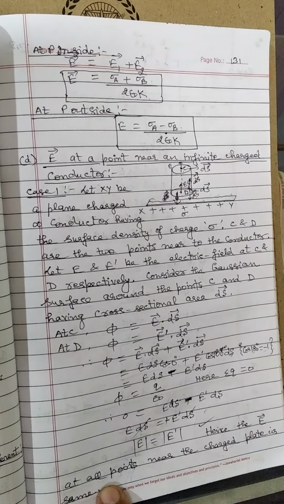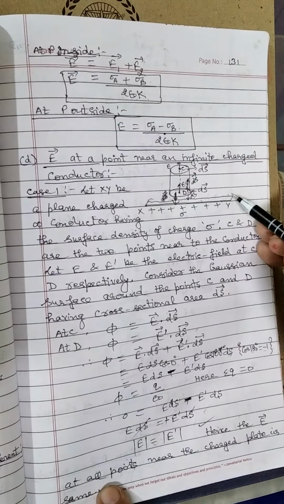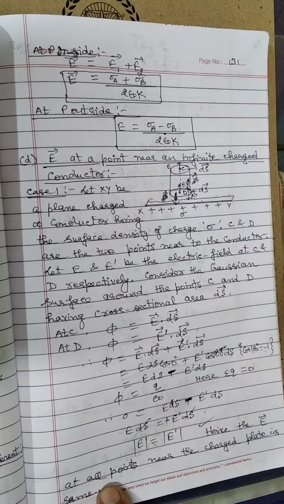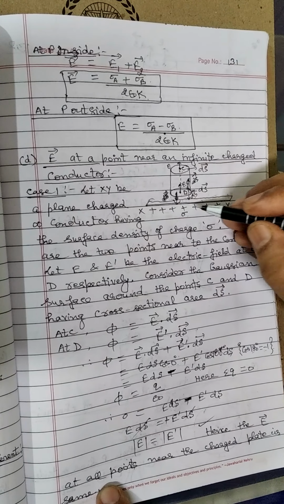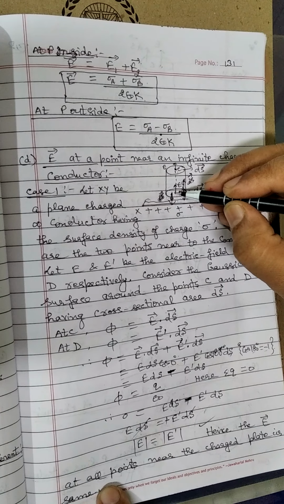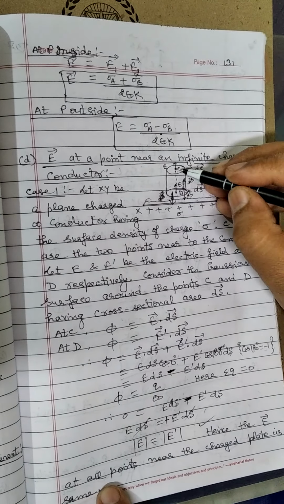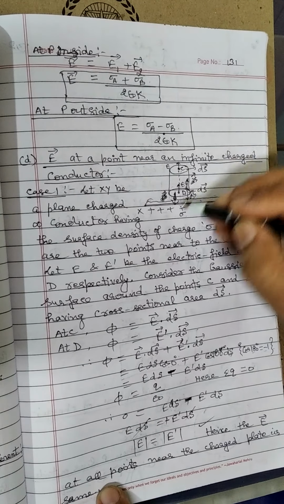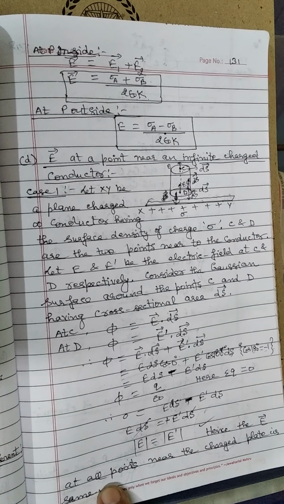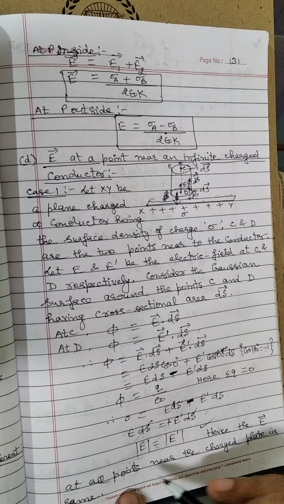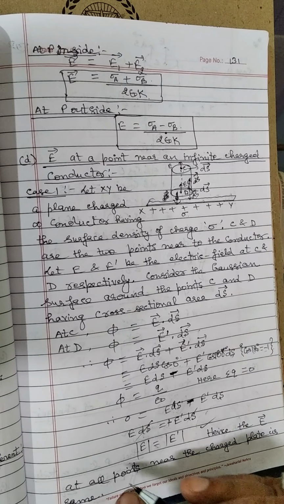This proves that if this charge sheet surface is there, and we have 2 points very nearby, not very far from the sheet, then almost the electric field remains the same at both points when these points are very near to this surface. Hence, we can say that the electric field at all points near the charged plate is the same.